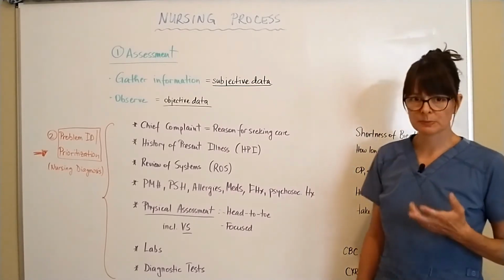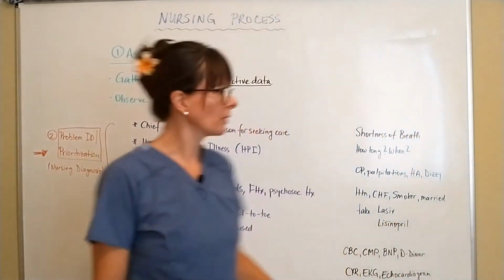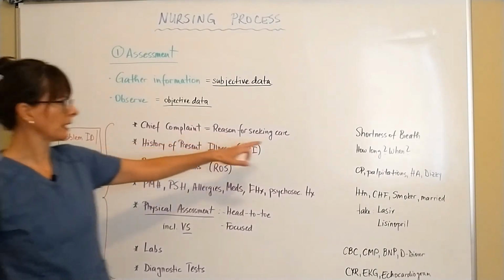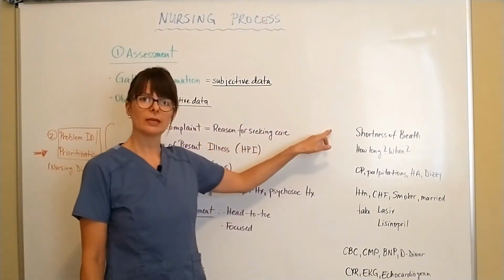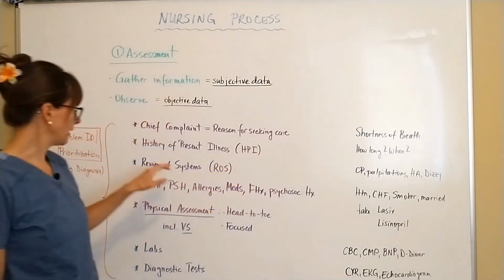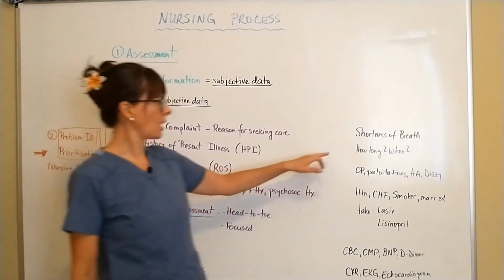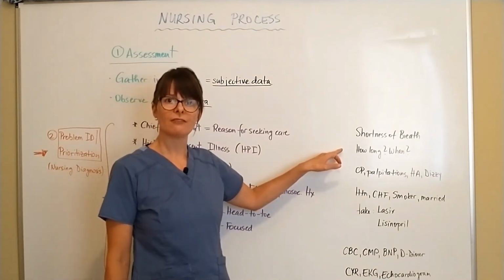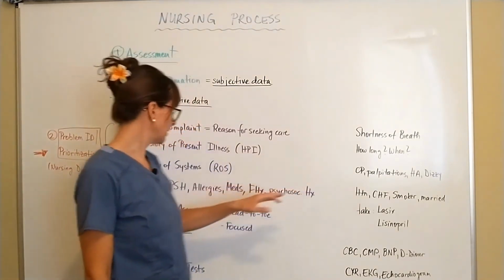Now, if we look at a specific example here, say the patient's chief complaint, the reason for seeking care, is shortness of breath. So they're telling us, I am short of breath and that's why I'm here. Okay, history of the present illness. How long have you been short of breath? When did it start? Do you have any other associated symptoms?